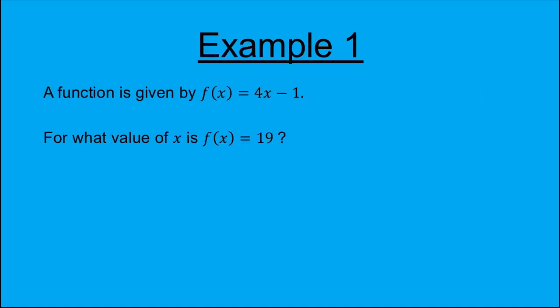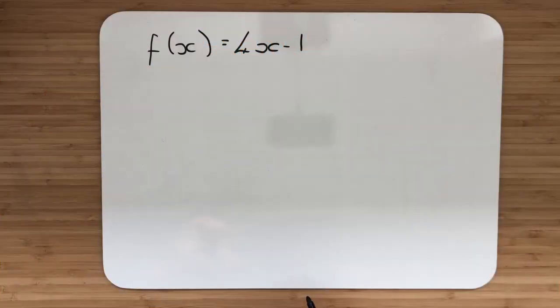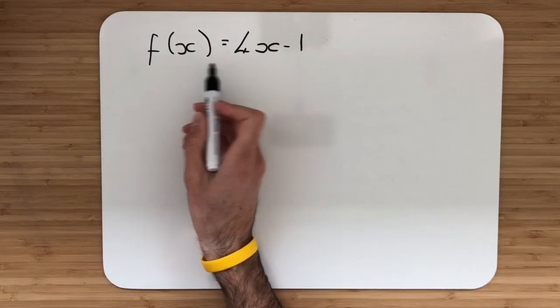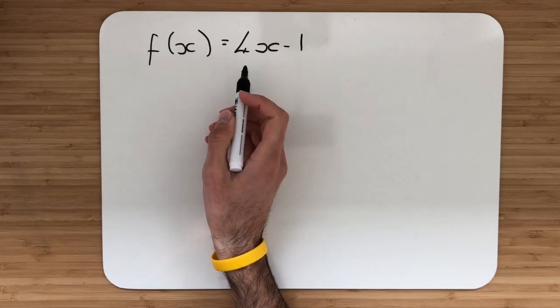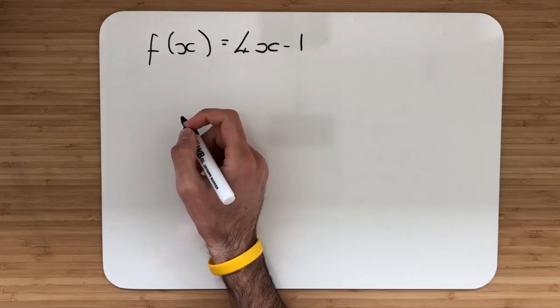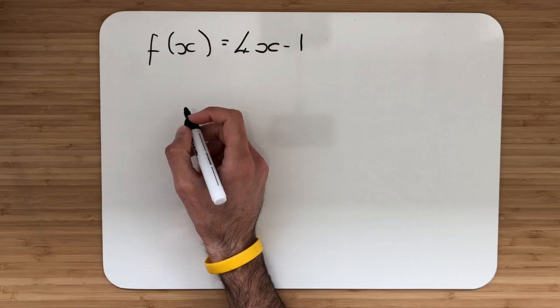Example 1. A function is given by f of x equaling 4x subtract 1. For what value of x is f of x equal to 19? In example 1, we're told that f of x is equal to 4x subtract 1, and we're asked to find the value of x where f of x is equal to 19.